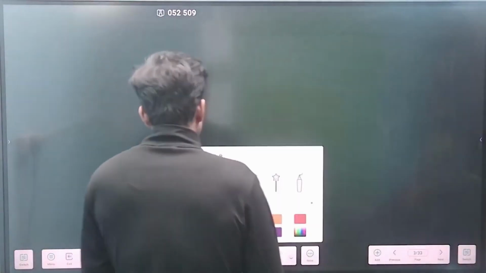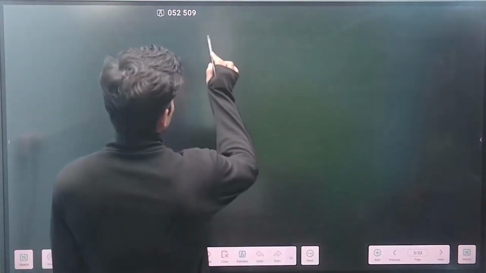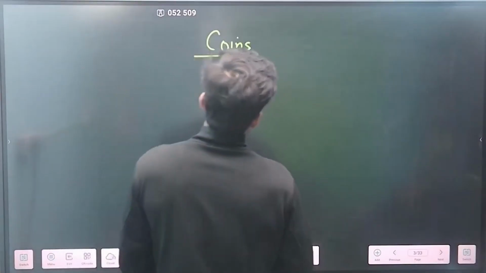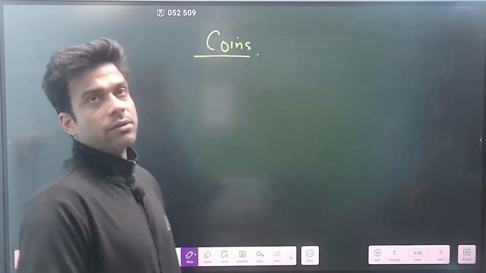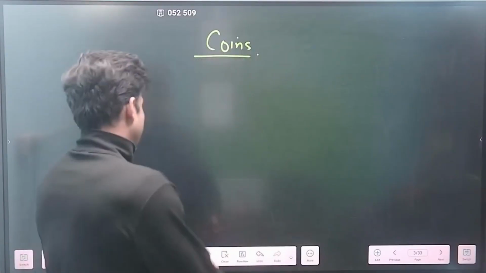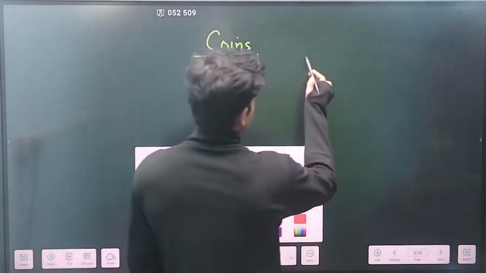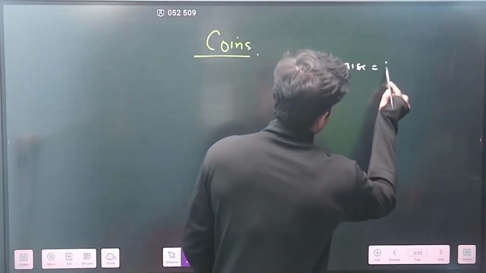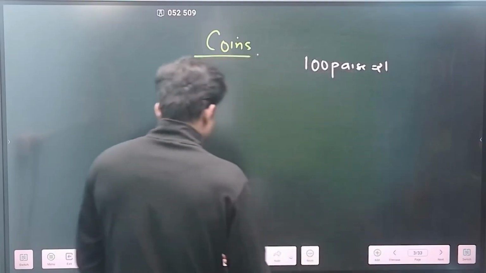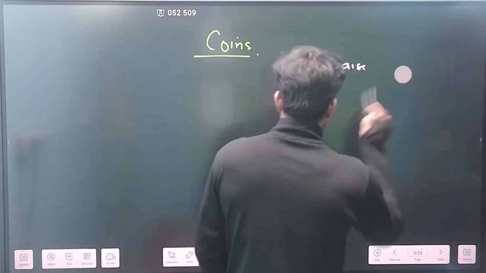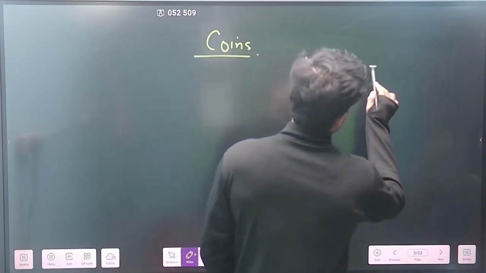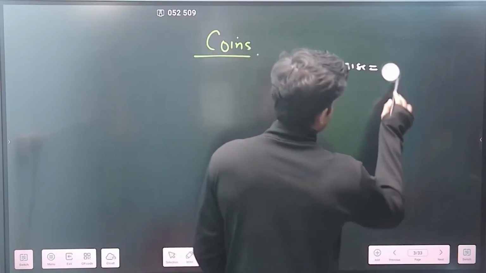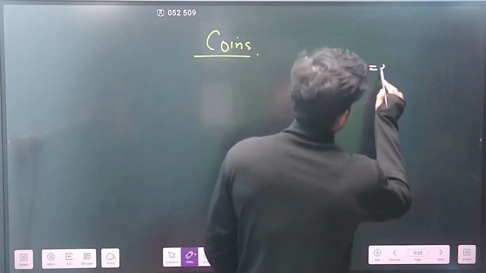So let me just give you a brief introduction about the coins. Have you studied about the coins, guys? Sometimes ratio questions are asked through coins also. Everybody knows, I think you guys know, that 100 paise is equal to 1 rupee, isn't it? I would say 100 paise equals 1 rupee.